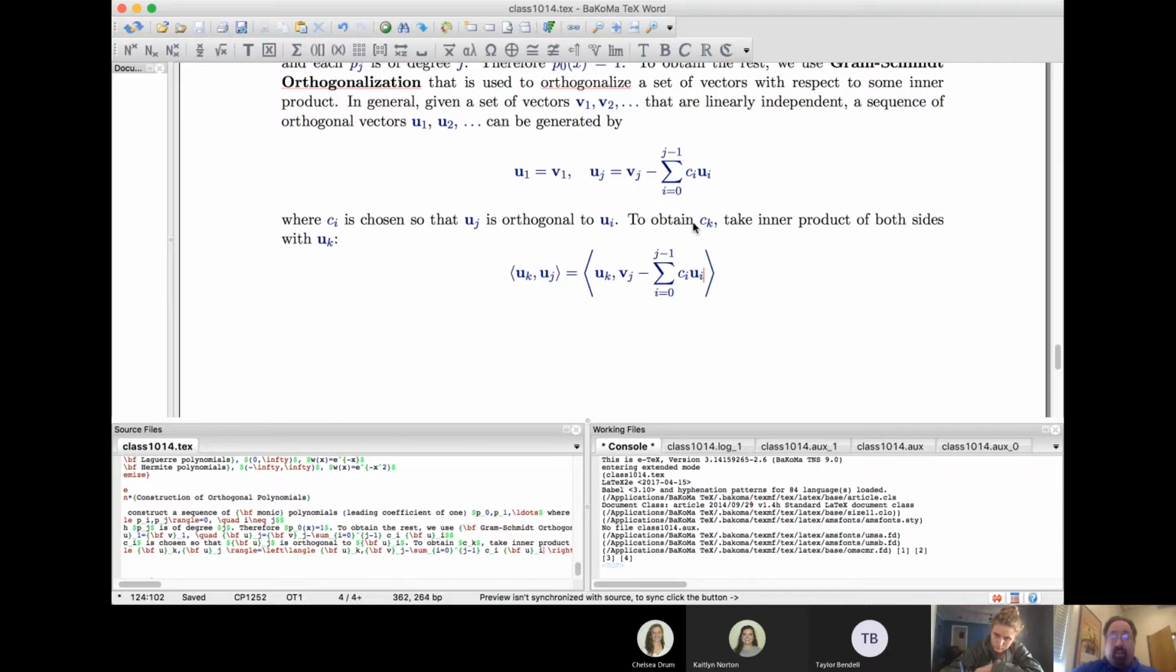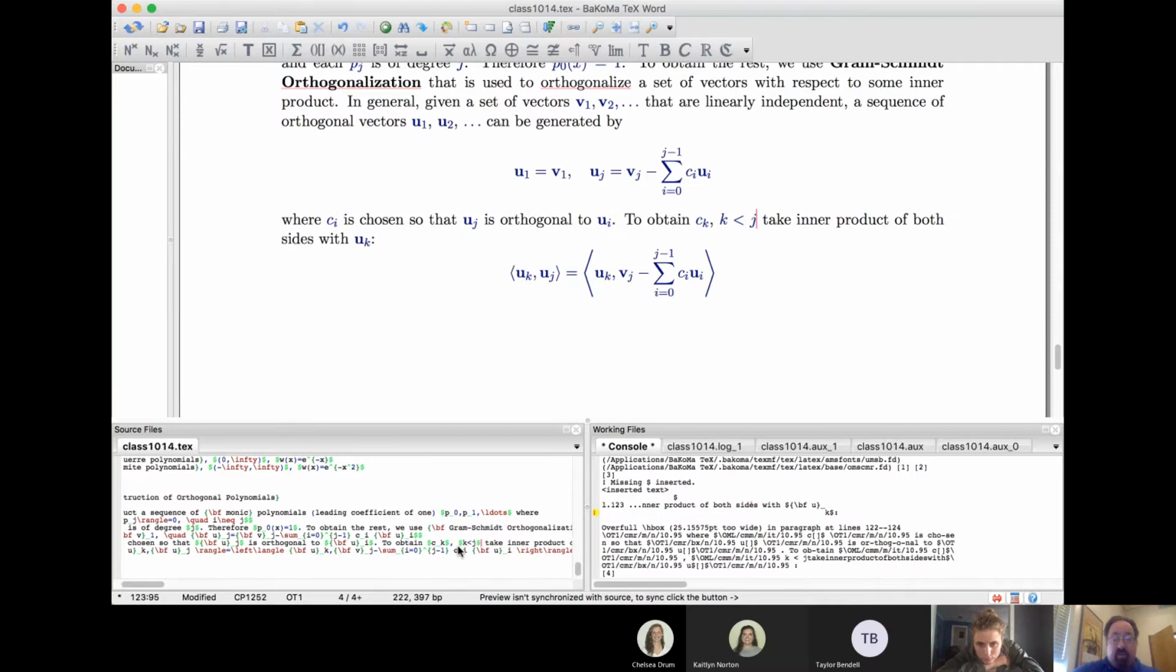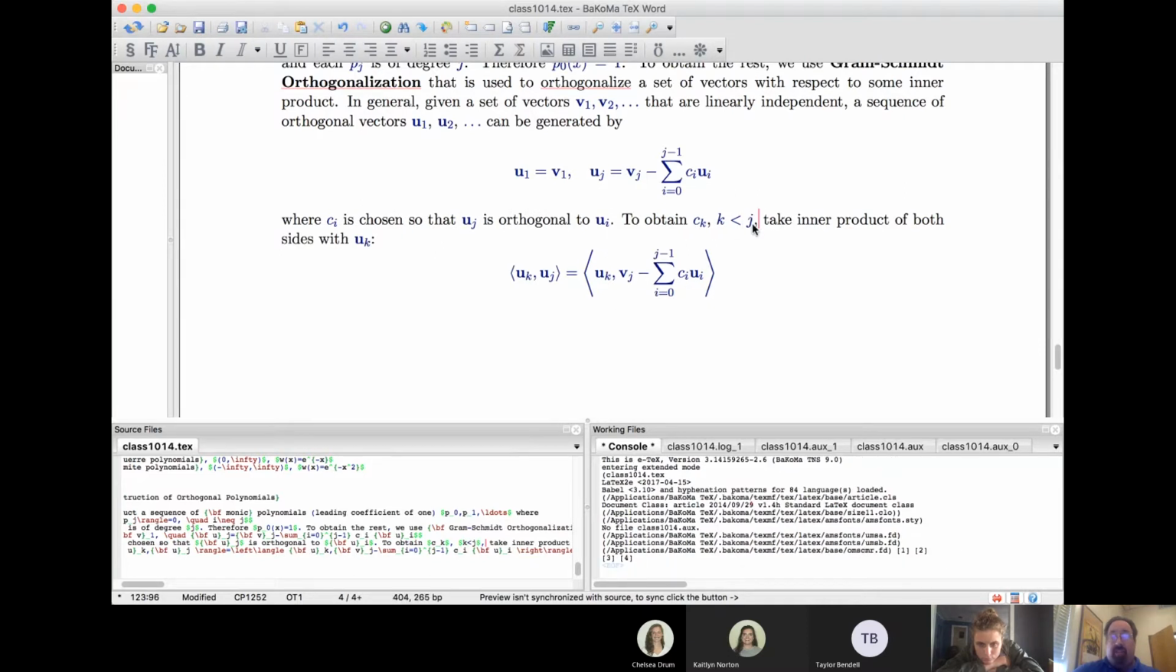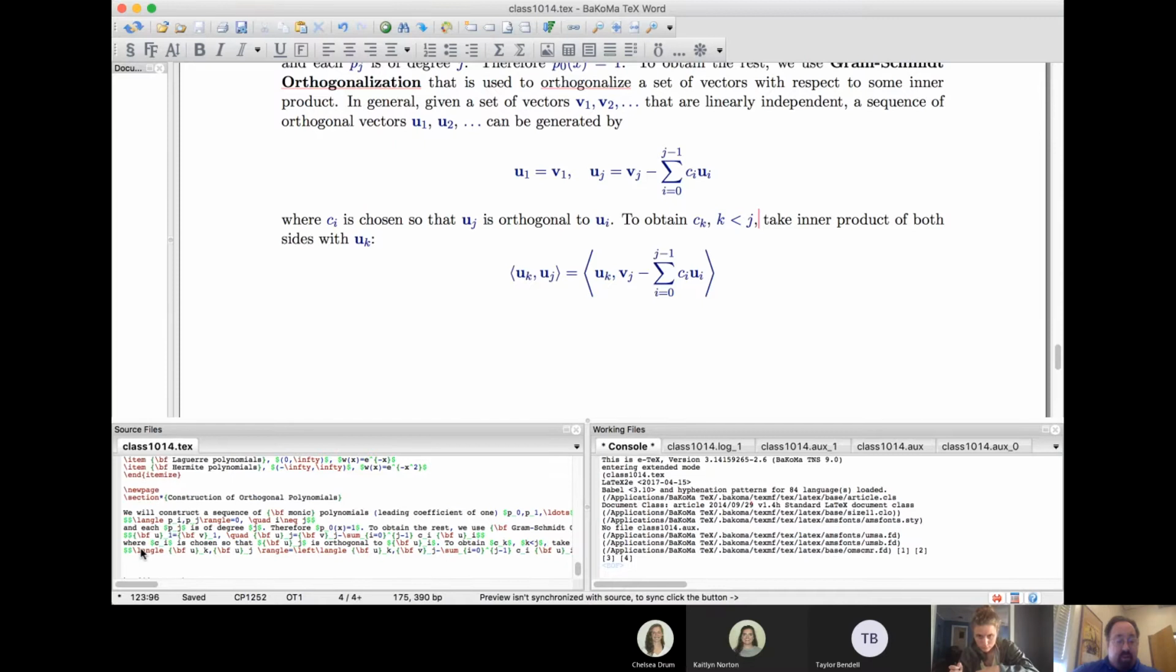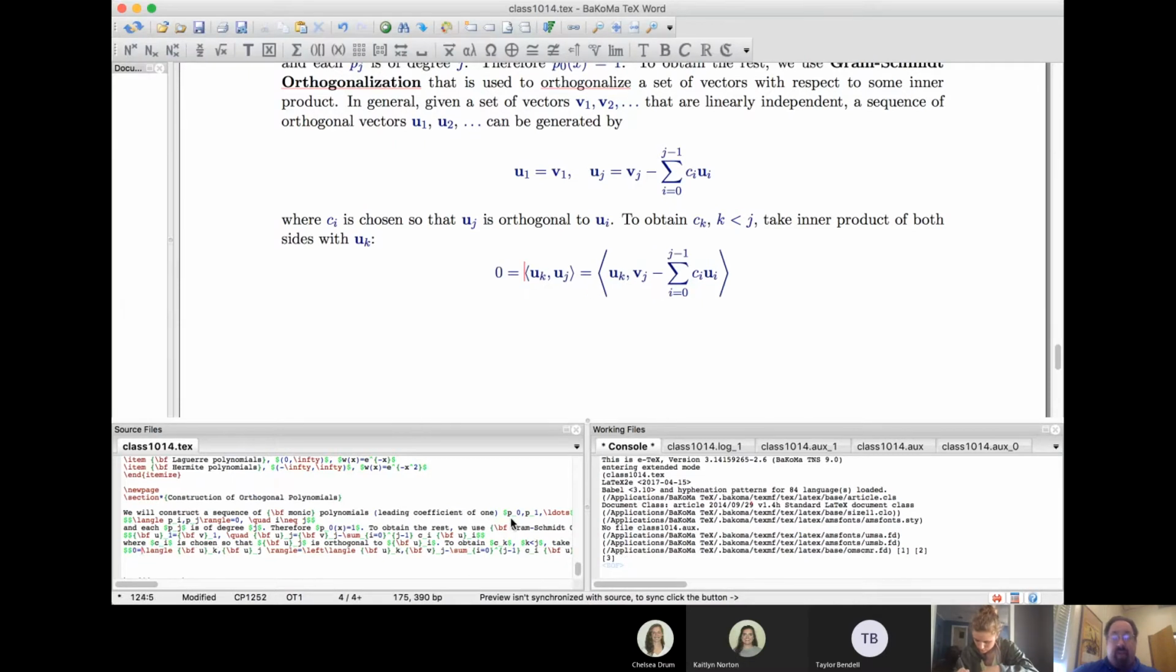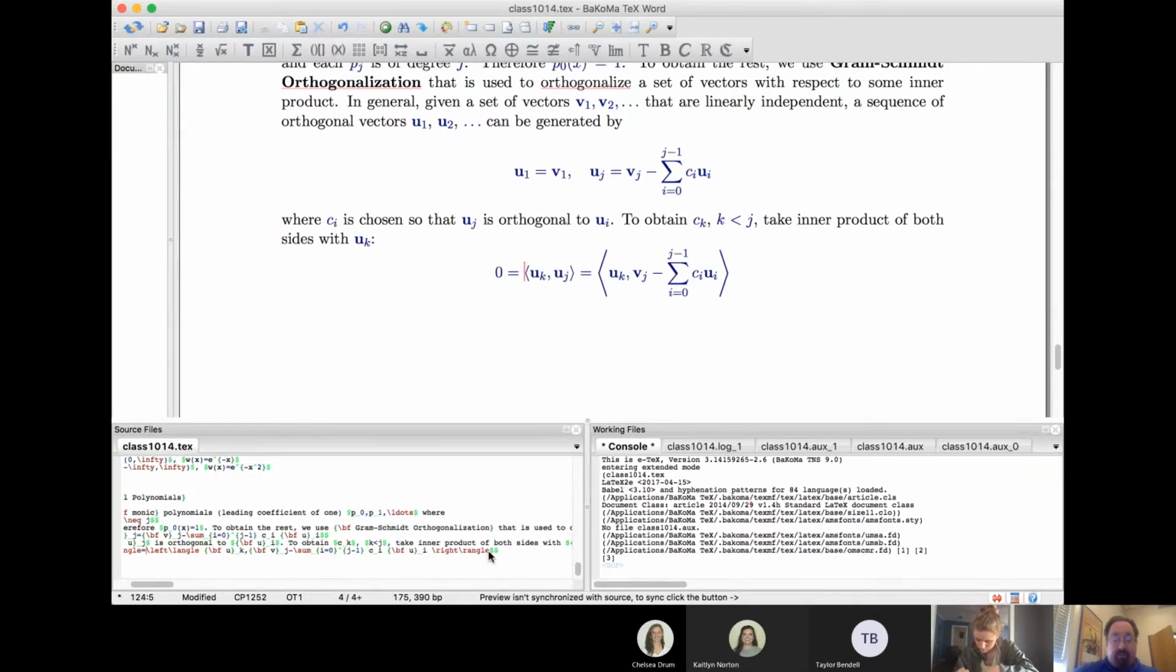Okay. Now keep in mind, k goes from 0 up to j minus 1. So there's an implicit assumption here that k is strictly less than j. Now, therefore, these are supposed to be orthogonal because the indices are different. Therefore, this inner product has to be 0. But I can use the different properties of the inner product that I discussed last time.